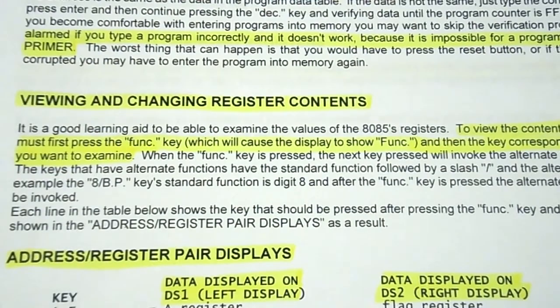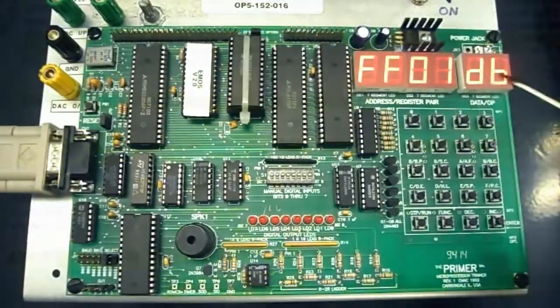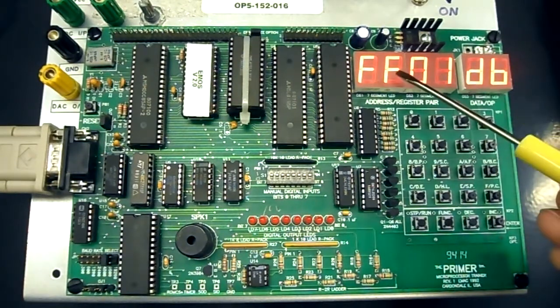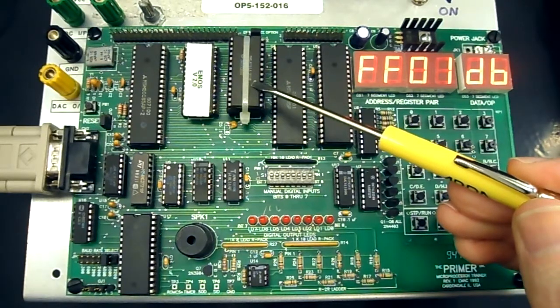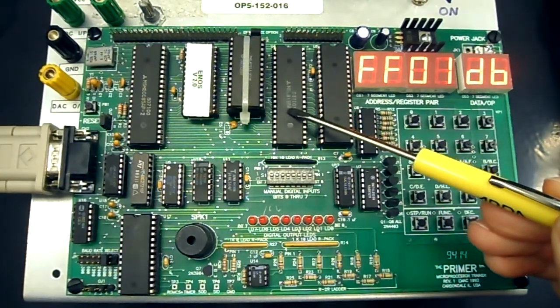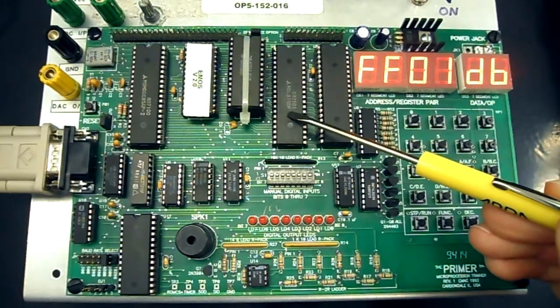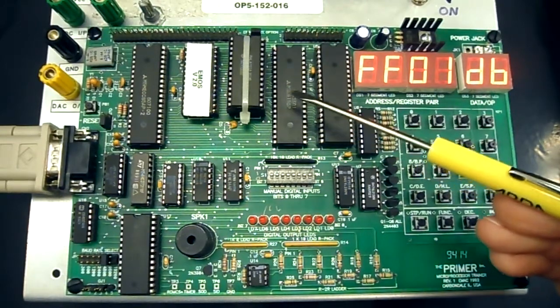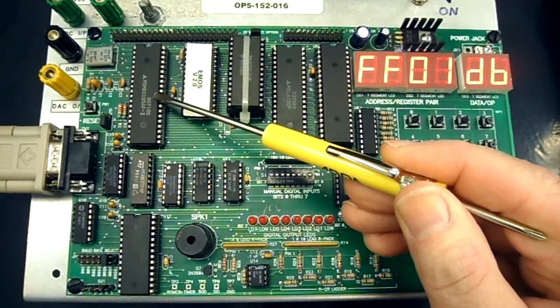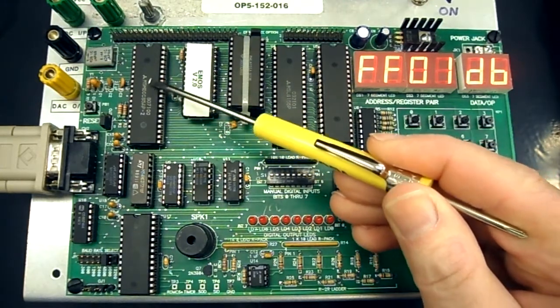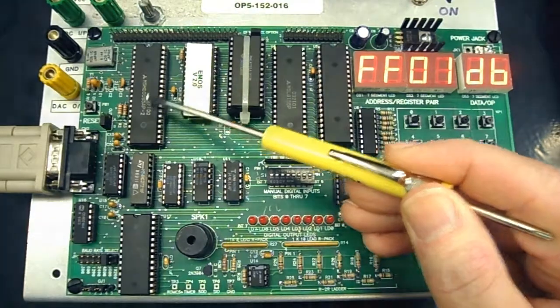So the next section is on viewing and changing register contents. When we were entering the data for the program, it was either going into the expansion RAM or the 256 bytes in the 8155 PPI. Now what we're going to be doing is examining register contents. So register contents are actually part of the 8085. These registers are actually internal to this IC.